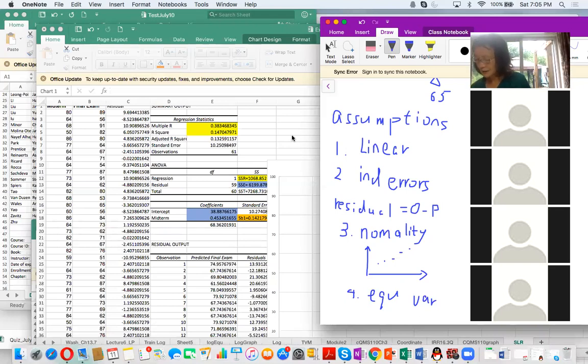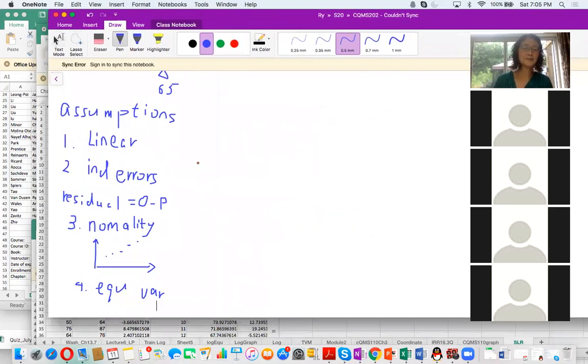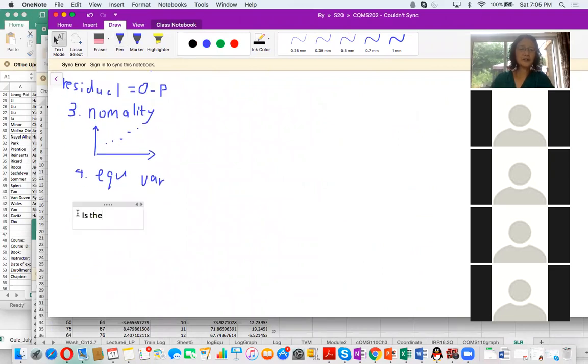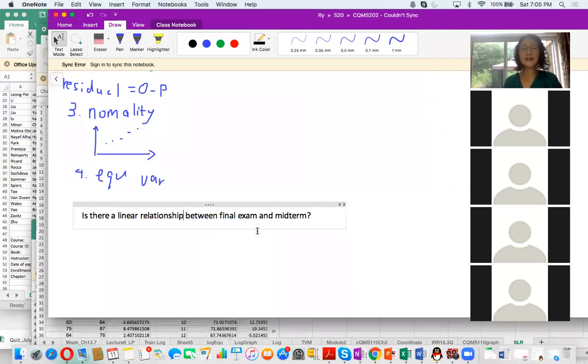So next we are going to do a hypothesis test. Okay. So we are going to answer the question. The question is, is there a linear relationship between final exam and midterm? Okay, so that is the question. Is there a linear relationship between final exam and midterm? Final exam is my Y, midterm is my X.